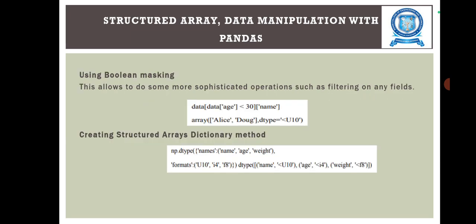The next one is using Boolean masking. It allows some more sophisticated operations such as filtering on any field, and then creating structured arrays. In that, first we are going to see the dictionary method. Using this method, you can do name, age, weight. Likewise, you can do the rest.